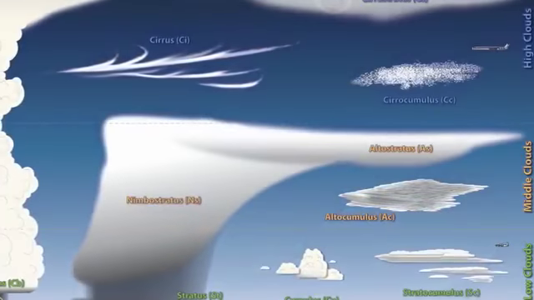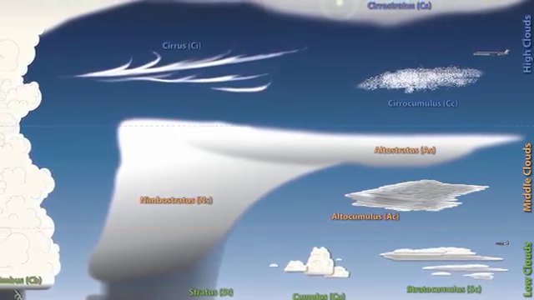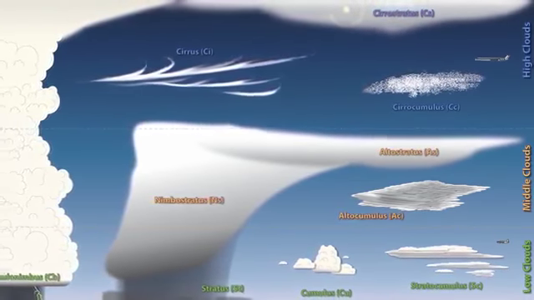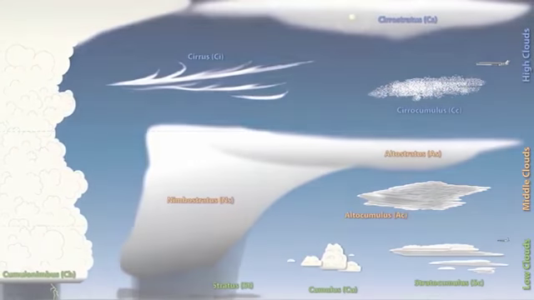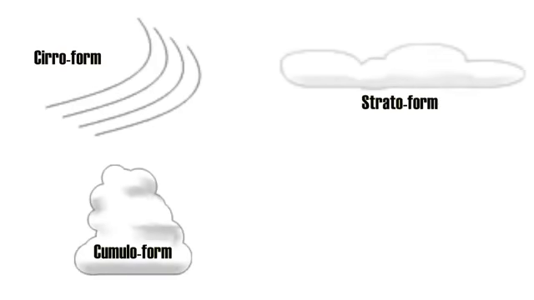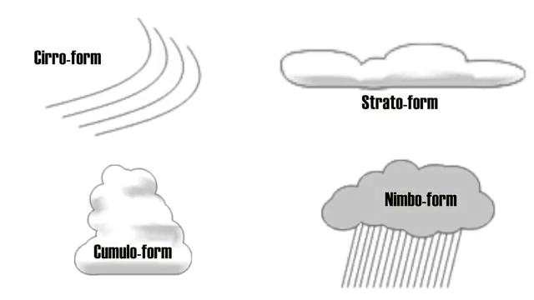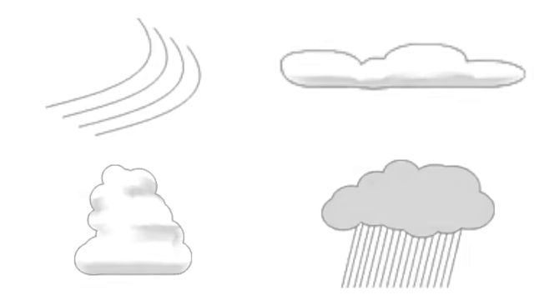Clouds are categorized by their structural characteristics and the height in the atmosphere at which they develop. The 4 main forms of clouds that we'll talk about are cirroform, cumuloform, stratoform, and nimboform. There can be different combinations or hybrids of each of these cloud types.